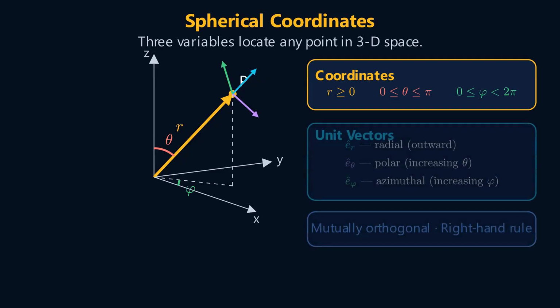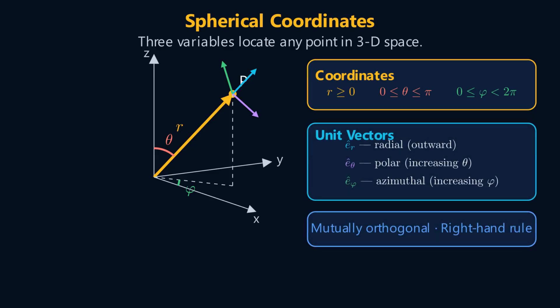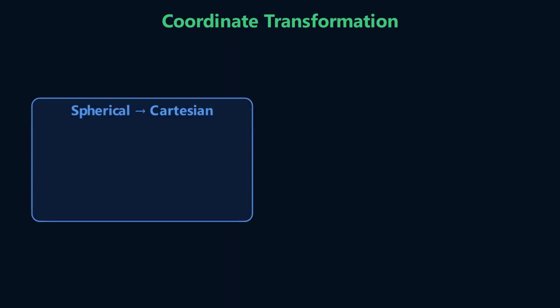At every point, we define three unit vectors, e_r pointing radially outward from the origin, e_theta pointing in the direction of increasing theta, and e_phi pointing in the direction of increasing phi. These three unit vectors are mutually orthogonal and follow the right-hand rule. To convert between spherical and Cartesian, we use the geometry of the coordinate system.